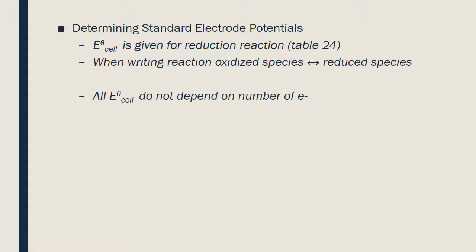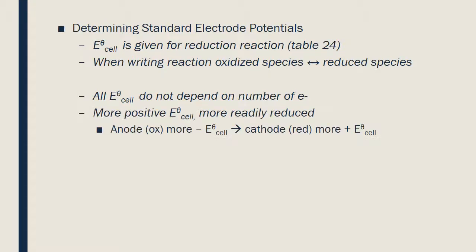Now, all the E theta values that you see do not depend on the number of electrons, because it's one electron moving through the voltmeter at a time. So even though zinc discharges 2 electrons per zinc ion, only 1 electron moves through at a time through the voltmeter and resistors and stuff like that. Therefore, we do not take into account the stoichiometric value. So the more positive your E theta cell, the more readily it's going to be reduced. So the anode, or where oxidation is going to occur, is going to be your more negative number, and then you're going to move towards your cathode, which becomes your more positive number, and that's how you know how to set it up.